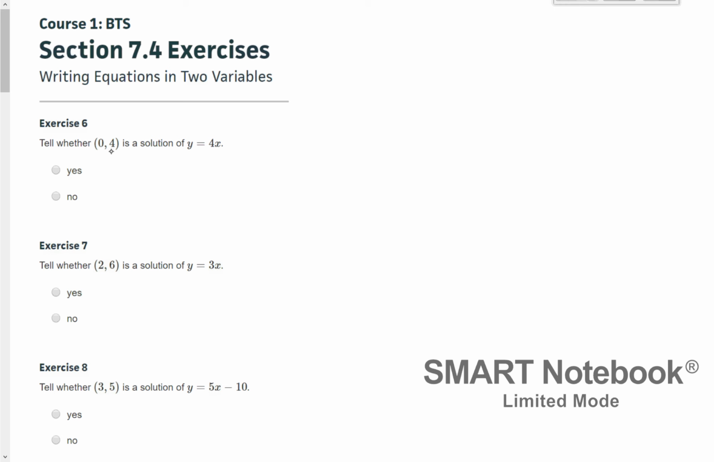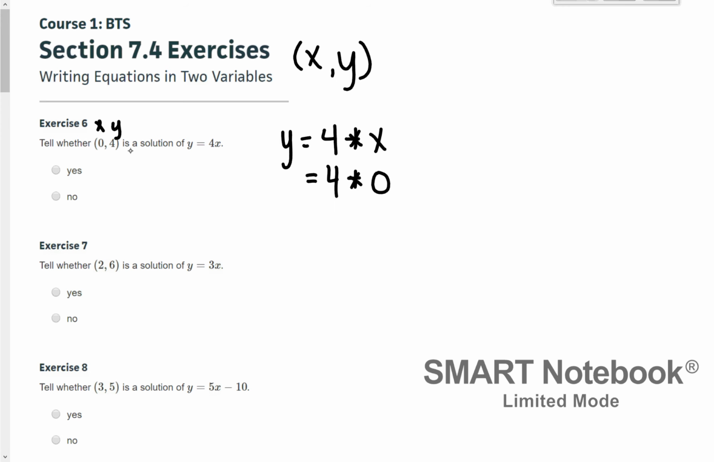So we want to tell whether (0, 4) is a solution of y equals 4x. Remember, an ordered pair is x comma y. Okay, so our 0 is our x, our 4 is our y. And what we're going to do is plug those numbers in where those letters are. So we have y equals 4, and remember that's 4 times x. And instead of my x, I'm now going to put a 0. I'm going to copy everything else. And instead of my y, I'm going to put a 4. Okay, then I'm just going to solve out the math.